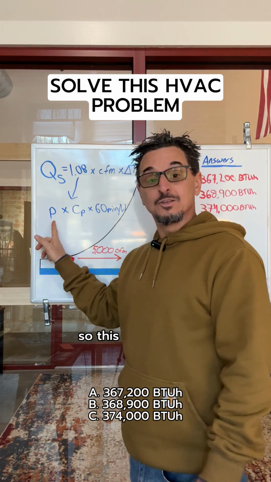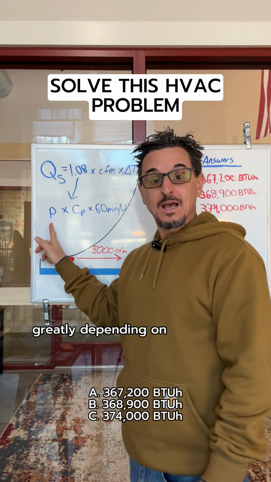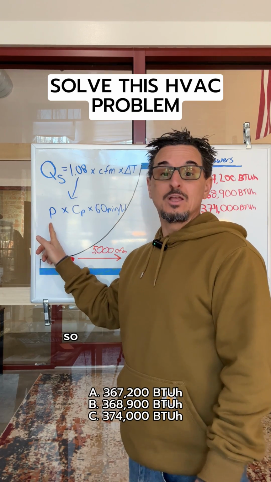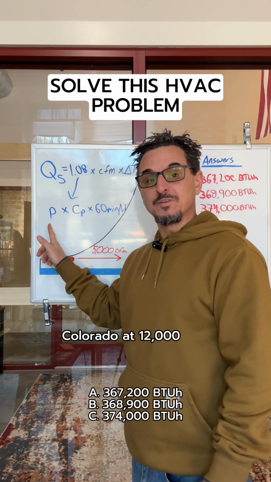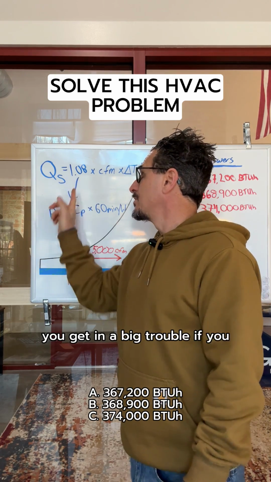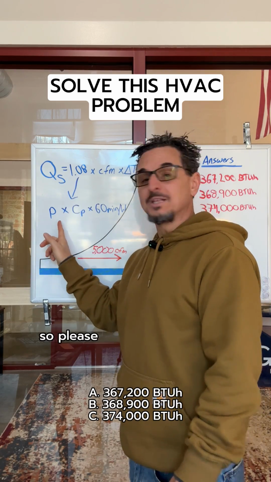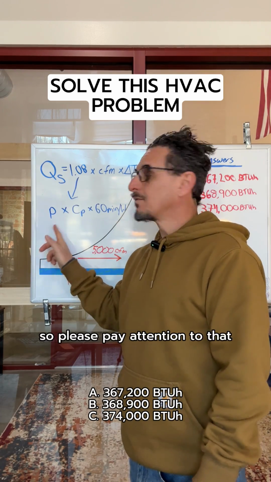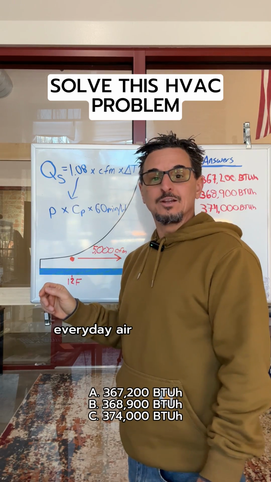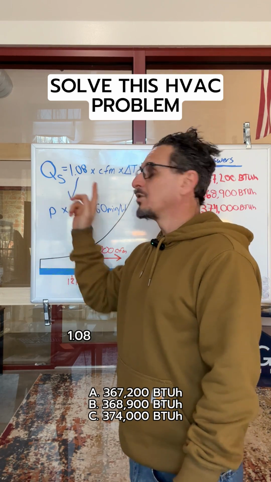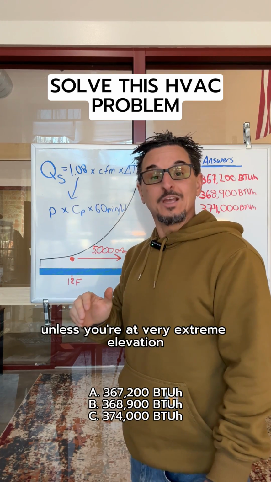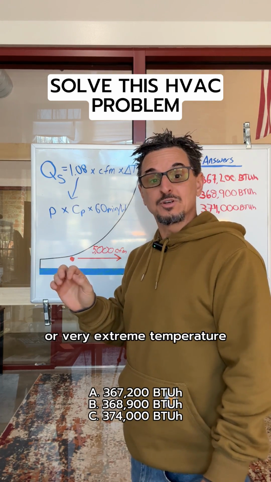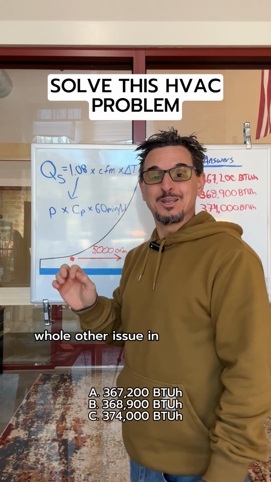This will change greatly depending on where you're located. If you're at sea level, great. If you're in Breckenridge, Colorado at 12,000 feet, you can get into big trouble if you use this convenience factor. So please pay attention to that. For most normal, everyday air conditioning situations, 1.08 will work just fine unless you're at very extreme elevation or very extreme temperature, which is a whole other issue in and of itself.